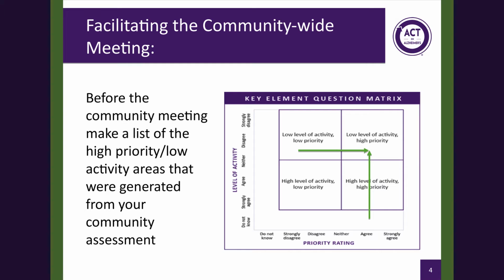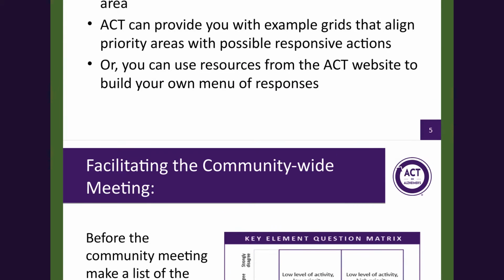Before the community meeting, make a list of the high priority, low activity areas that were generated from your community assessment. These will show up on your key element question matrix, and they reflect the overall responses of the community. So it's important to know that you're bringing those high priority, low activity areas across the full community input process and not just from one or two respondents.